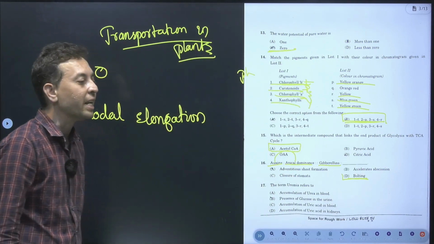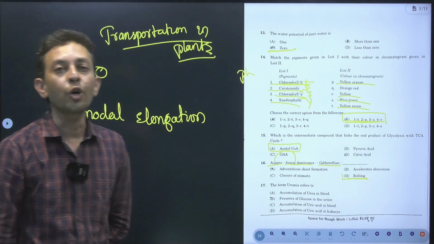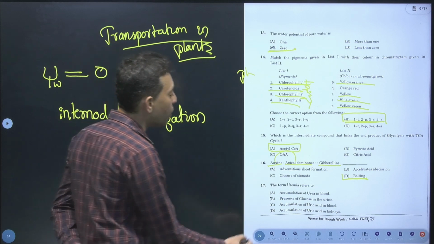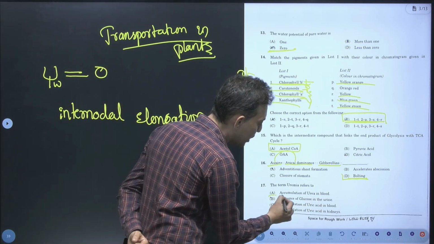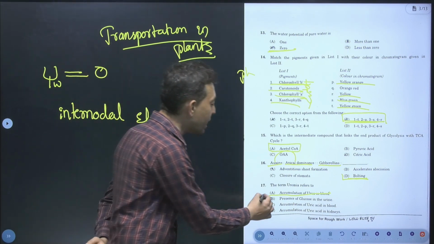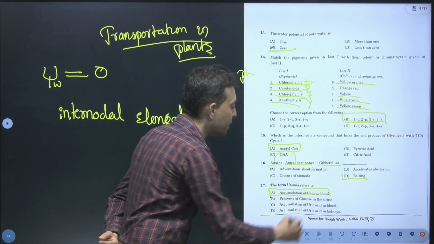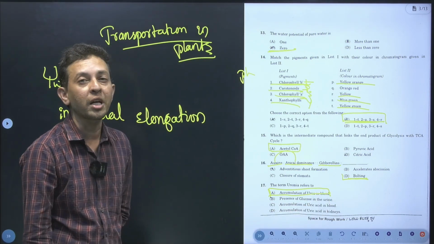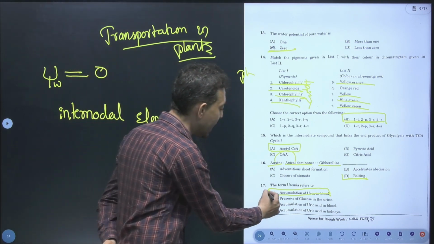So the 17th question, the term uremia. The term uremia refers to accumulation of urea in the blood. So if urea accumulates in the blood, then that is regarded as uremia. So 17th question, the correct option is A, students.